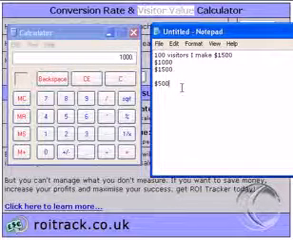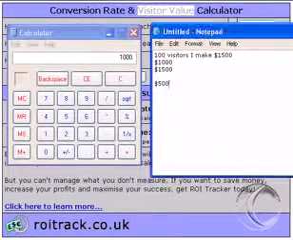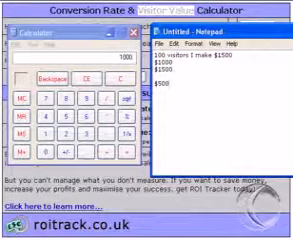Now, if I did that math too fast for you, I want you to just stop the video and play this again, because this is a very powerful concept. If you know your numbers, then it's very easy to figure out exactly what you are able to pay per click.